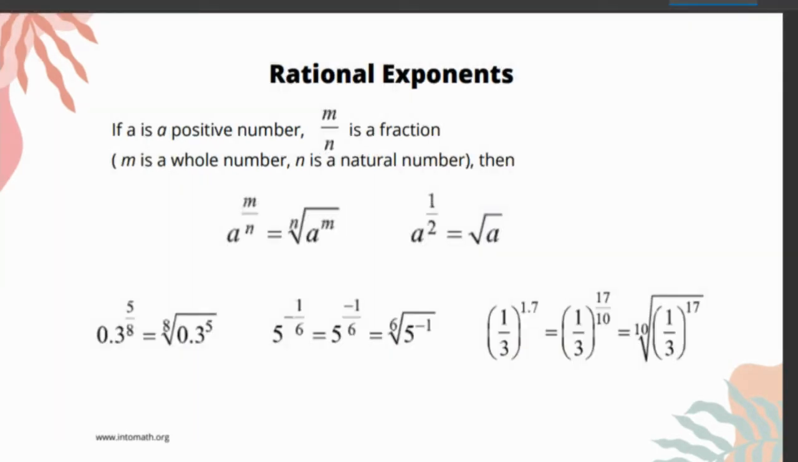Now let's take a look at rational exponents. If a is a positive number, m over n is a fraction, where m is a whole number and n is a natural number, then the following stands. And you could take a look at the examples here very closely. It gives you different situations that show you where each number from the rational exponent goes.